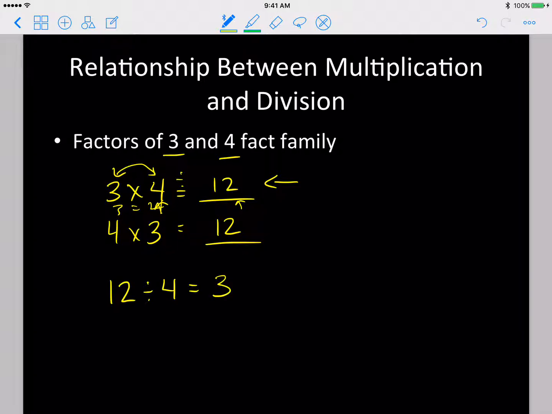Now I want you all to think about what this last related fact might be. It's not a turnaround fact because we can't turn around these numbers. We can do it with the multiplication ones, but we cannot do it with division. So that's why they are called related facts and not turnaround facts. So think about that. Let me give you a hint. If you look at this one, you're just going to go backwards again. So I'm going to go 12 divided by 3 is equal to 4.